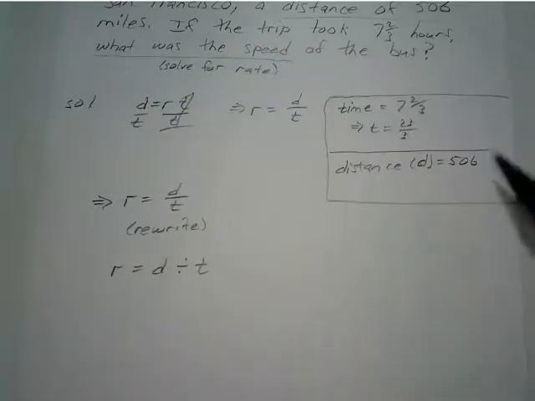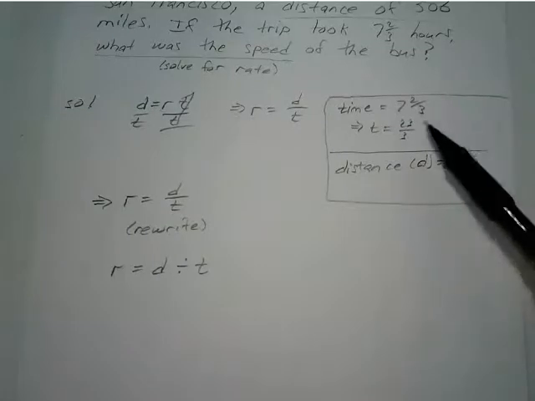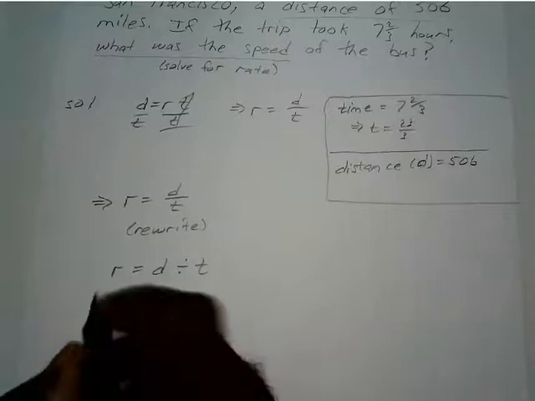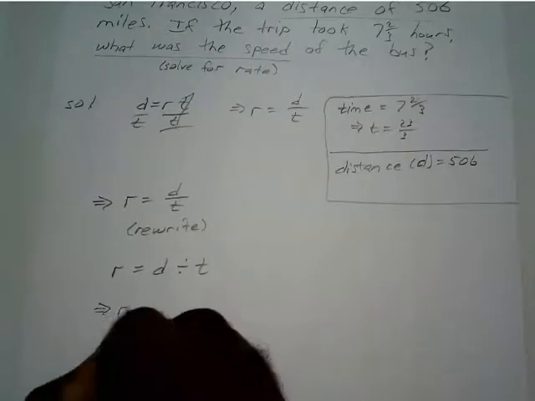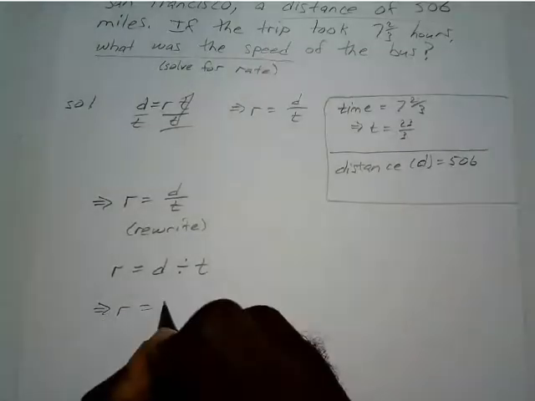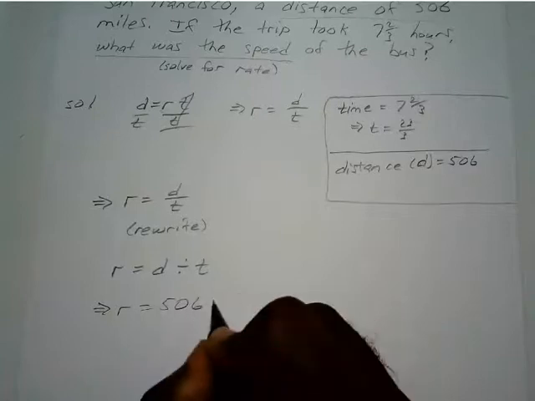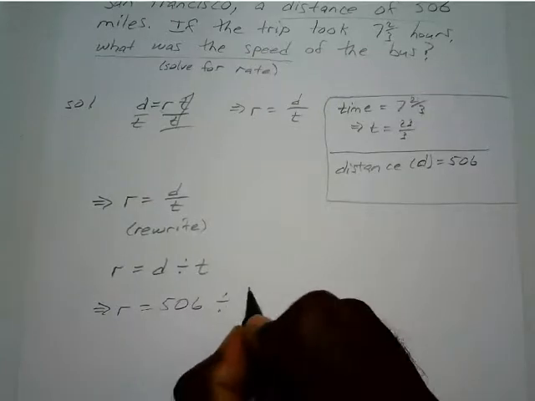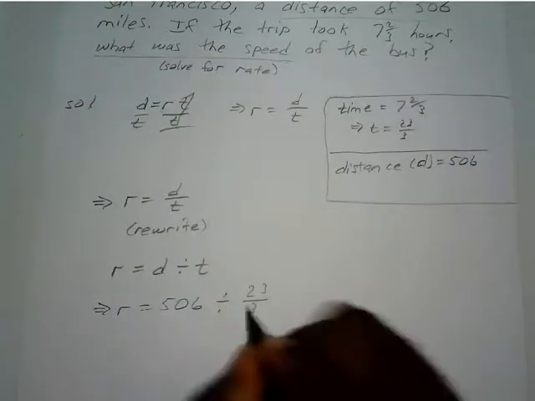Okay, since we know distance is 506 and time is 23 over 3, that means that our rate is equal to 506 divided by 23 over 3.